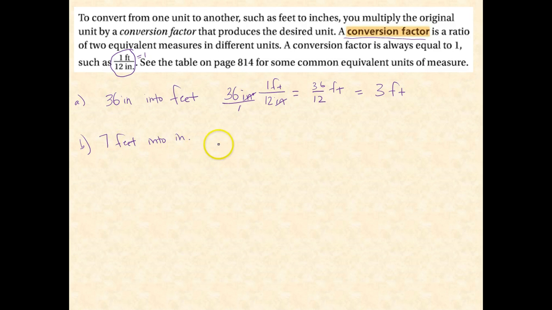If I was changing feet into inches, so I'm starting with 7 feet, I want feet in the denominator so that the feet will cancel out. So 1 foot for 12 inches. The feet will cancel out, and 7 times 12 is 84 inches. So that's how you use a conversion factor.